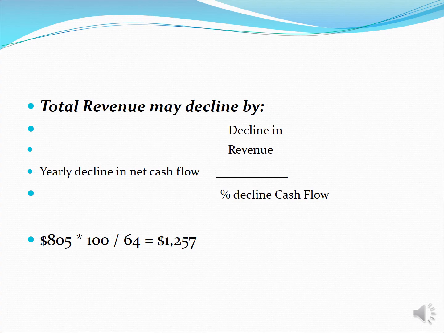Now there's the calculation of the decline in revenue. We got the formula there, and we pick up the figures from the previous slide. $805 times 100 divided by 64, and that gives us the figure $1,257. So that is the decline in revenue and the margin of safety.